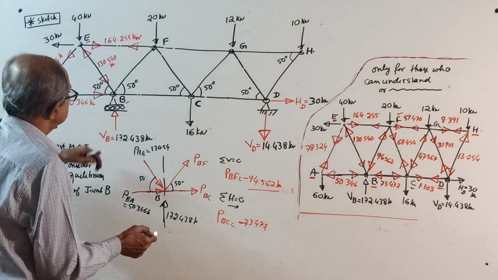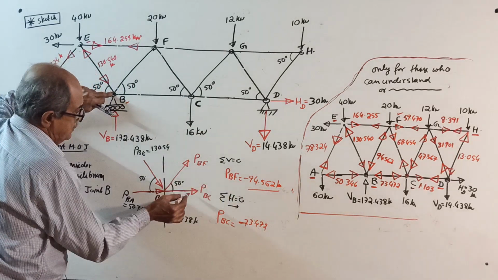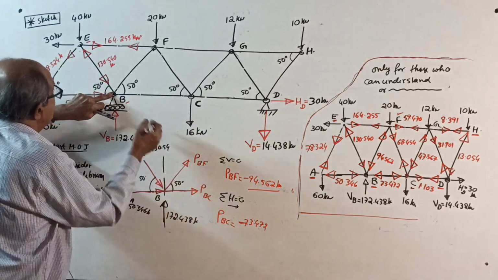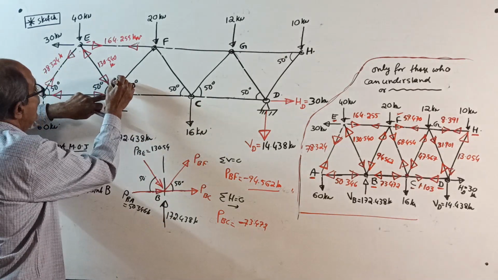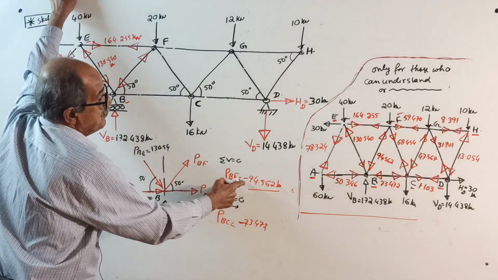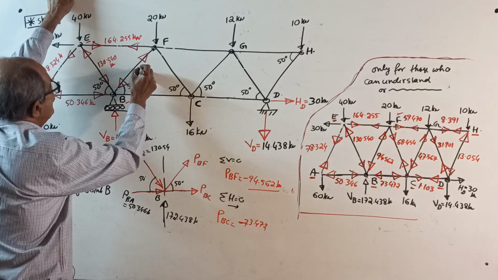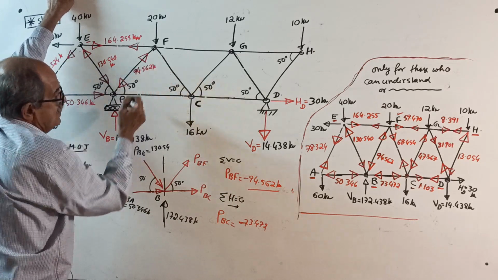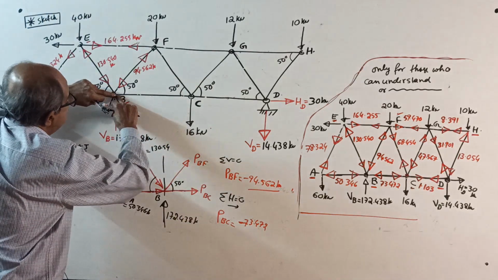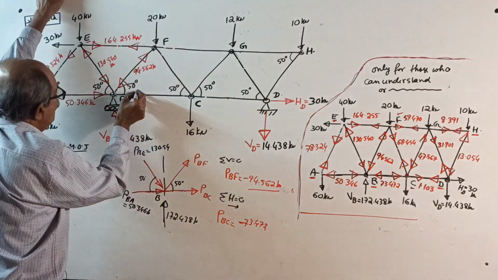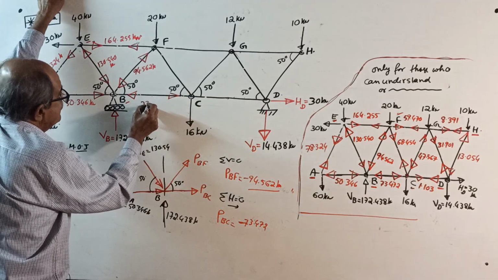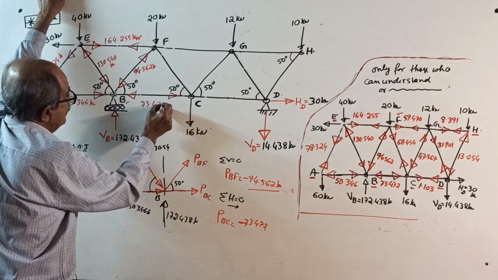Now, come here. Last you will check it. Come to this joint. PBF, I took this way, but negative sign came. So, opposite. How much? 94.562 kilonewton. PBC, I took this way, but again negative came. So, opposite here. How much? 73.472 kilonewton.